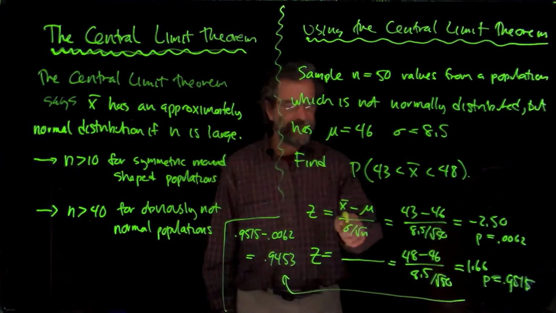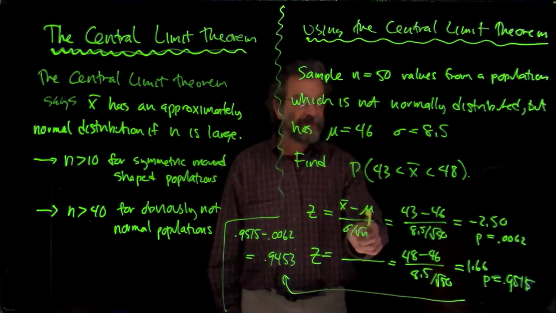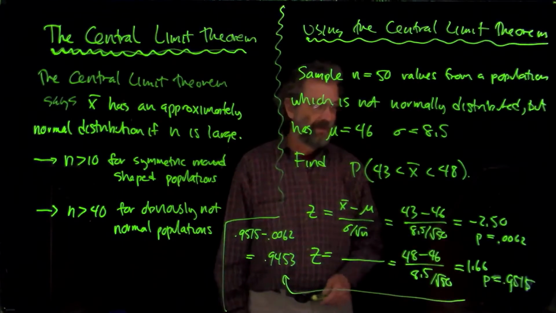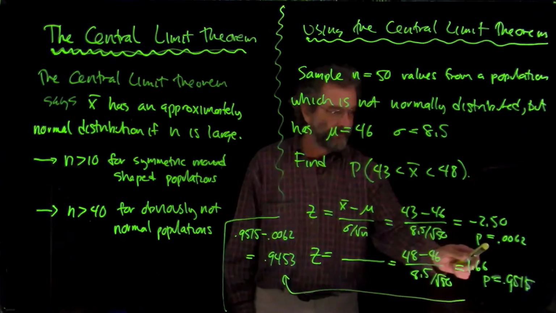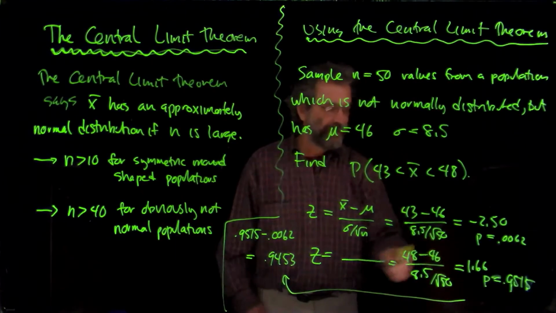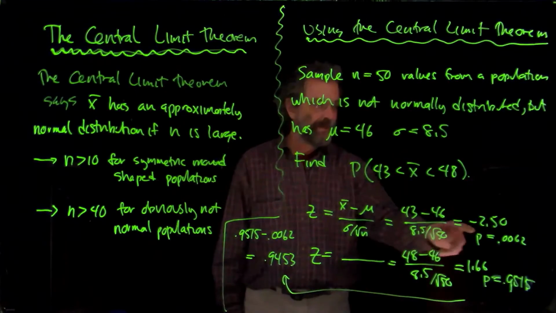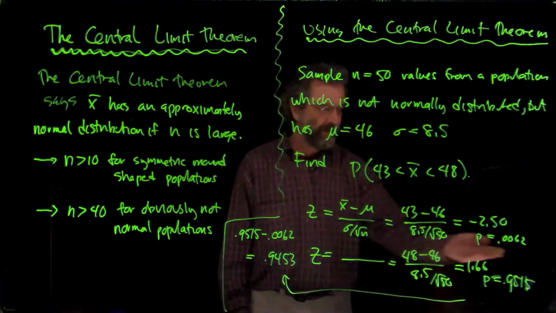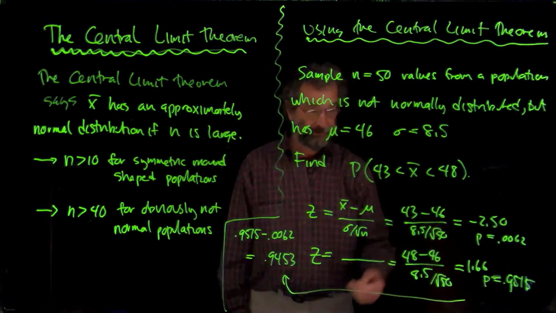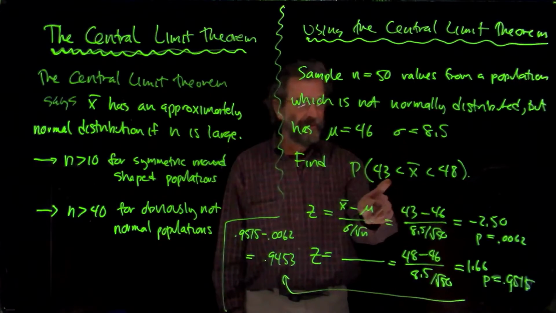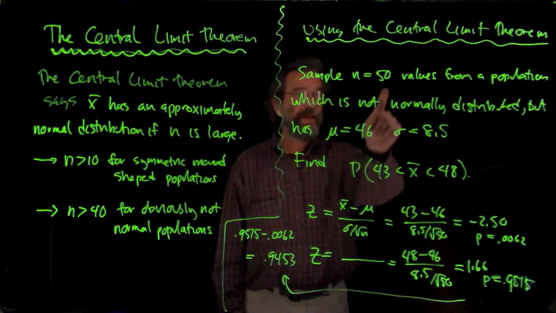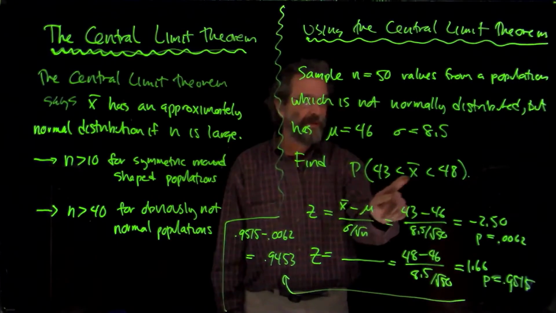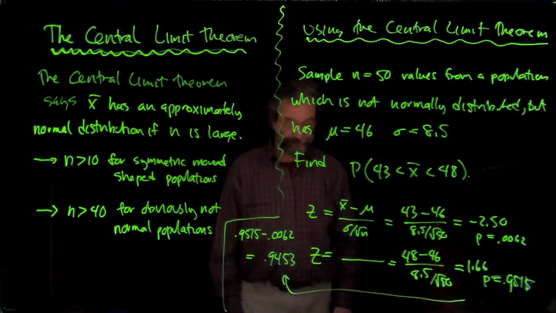So here's z for 43: 43 for x bar, 46 for mu, sigma is 8.5, n is 50. There it is, I get minus 2.5. And I go to the tables, and I get 0.0062. That's the chance of being less than minus 2.5 standard deviations away from the mean in a normal distribution. There's almost no chance of being smaller than that. So this distance, 3 units away, because n is 50, is a long distance indeed. It's pretty hard to be smaller than 43 for x bar with a sample size of 50.